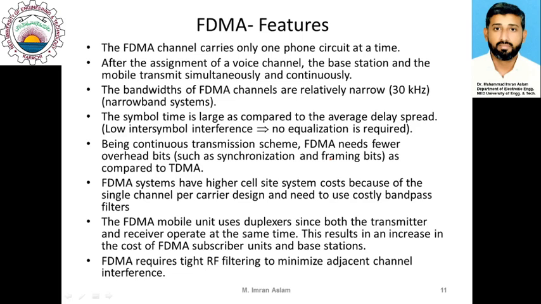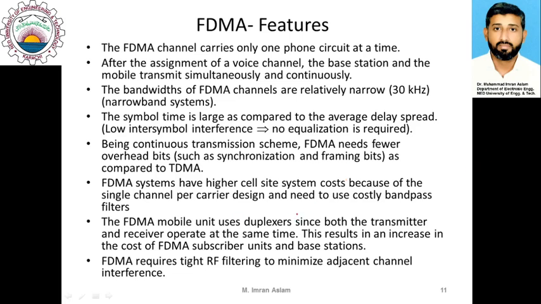FDMA systems incur a relatively higher cell site cost because we need to have a single channel per carrier design, and we need to implement good quality and costly band pass filters to extract different signals at different frequencies. Generally in an FDMA mobile unit we need to use duplexers in order to establish communication in both directions. So these duplexers are implemented so that the communication in forward and reverse direction is achieved at the same time. So transmit and receive signals have to be managed by that duplexer.